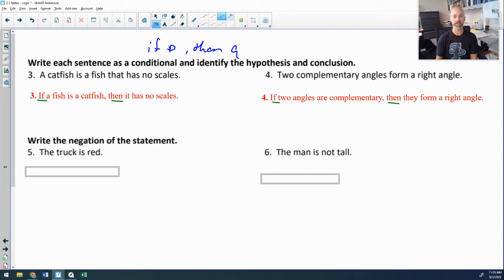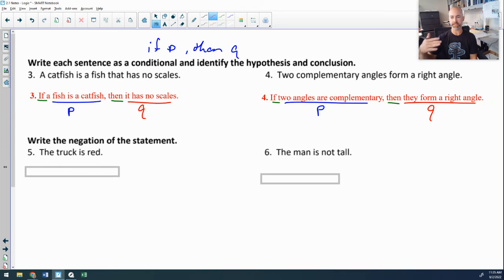And I forgot to identify the hypothesis and the conclusion. So let's do that. If a fish is a catfish, there's your hypothesis. Then it has no scales. There's your conclusion. If two angles are complementary, hypothesis, then they form a right angle. Conclusion. Okay, let's write the negation.